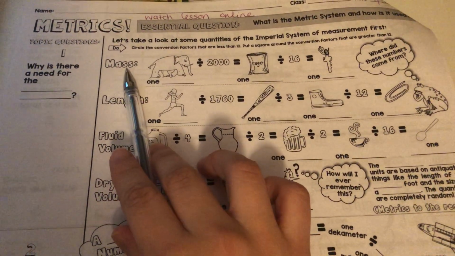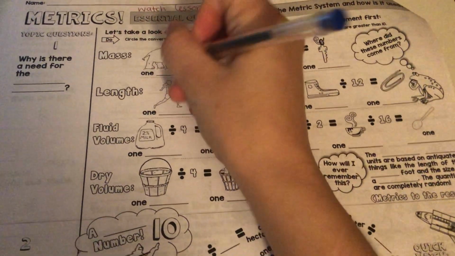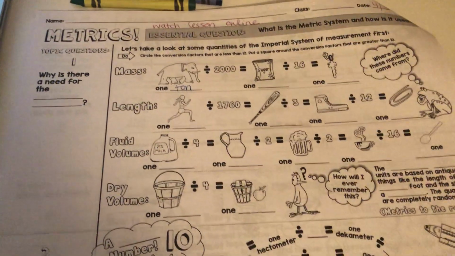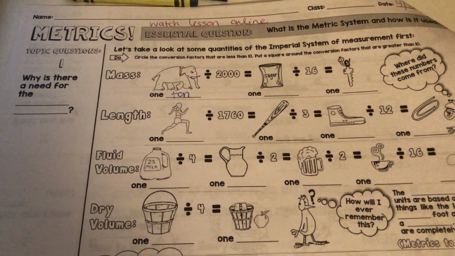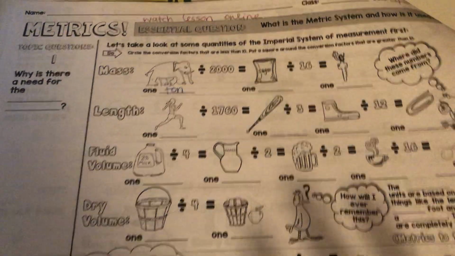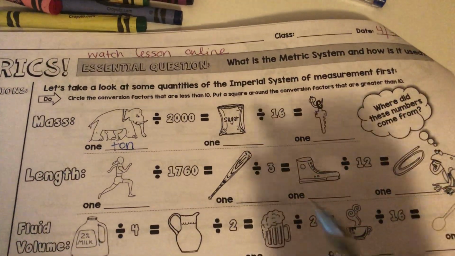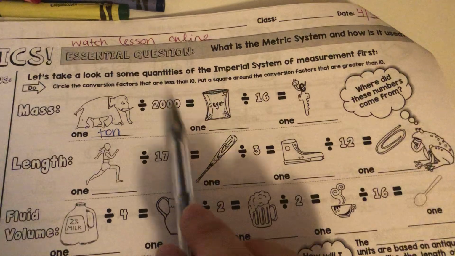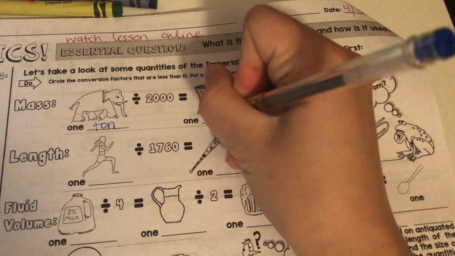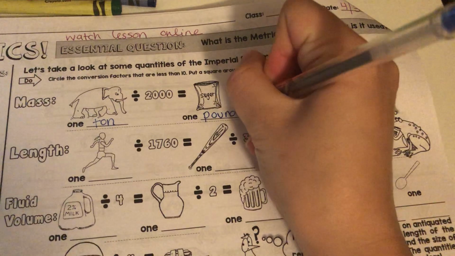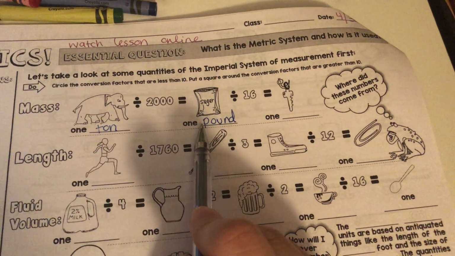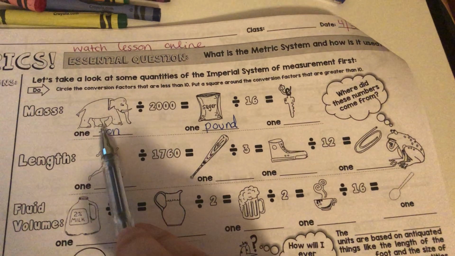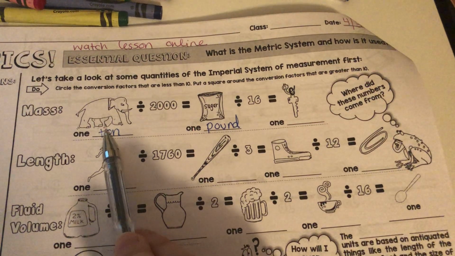So for mass, to weigh something, we could use this elephant. It's a big boy. This elephant would weigh 1 ton. If we wanted to find the mass of something smaller, such as sugar, we would divide by 2,000 and we would get 1 pound. So if we have 2,000 of these sugars that weigh a pound, we would have an elephant, which is equal to 1 ton.